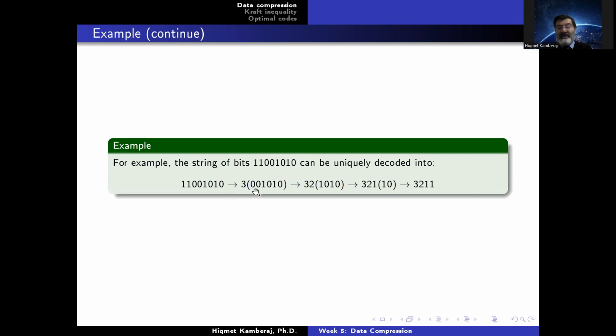And what is left is 0, 0, 1, 0, 1, 0. The next one is 0, 0, which is decoded as 2. Then the remaining is 1, 0, 1, 0. Then you could check that 1, 0 is decoded as 1. Then I obtain the sequence 3, 2, 1, and the last bits are 1 and 0, which is again 1. Then I get the final 3, 2, 1, 1 uniquely.